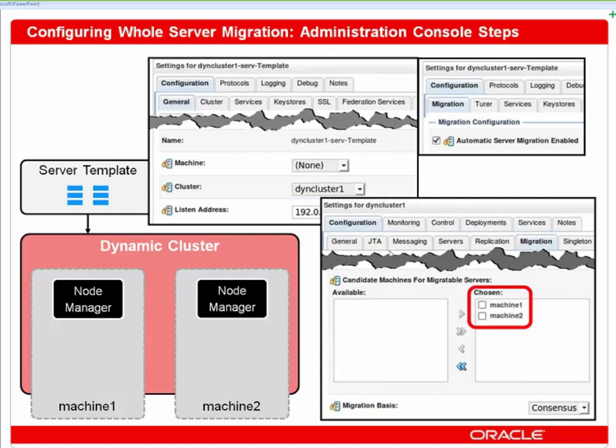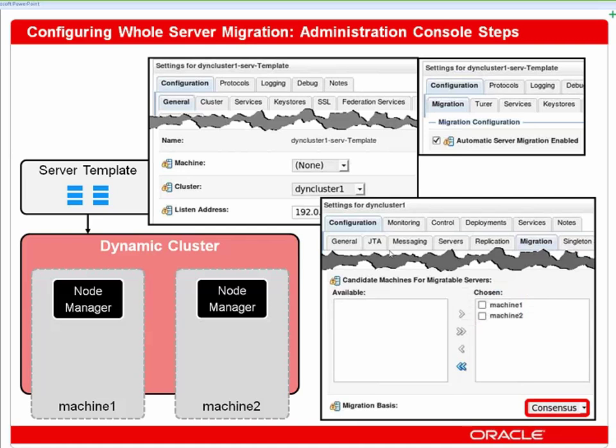And you specify the migration basis. Here I've listed consensus. When we get into the demo, it's going to be database. And the reason for that is consensus requires a certain number of machines to run. Otherwise, it can run into a situation where it thinks it's not part of the majority cluster, and your servers will have a problem starting up. So in my small environment, database, we see this work better.